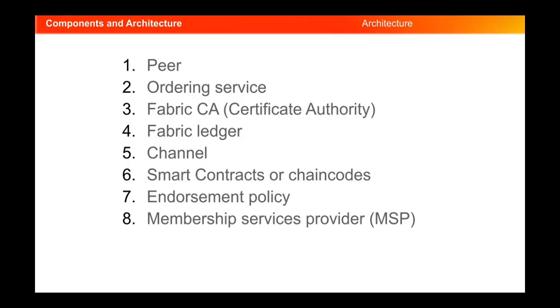As we know, we will be looking into the architecture and components of Hyperledger Fabric, so let us first get to know what components we will be looking into. Here is the list of components. First is peer, next is ordering service, Fabric certification authority, Fabric ledger, channel, smart contract or chaincode, endorsement policy, and membership service provider or MSP. Now let us go one by one.